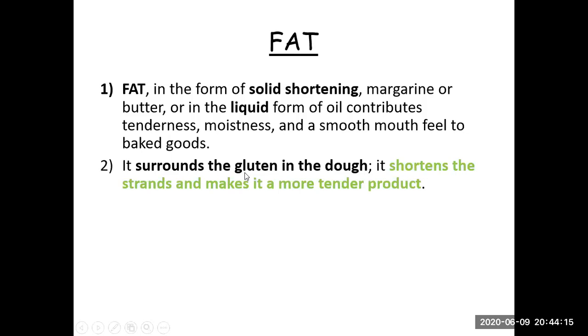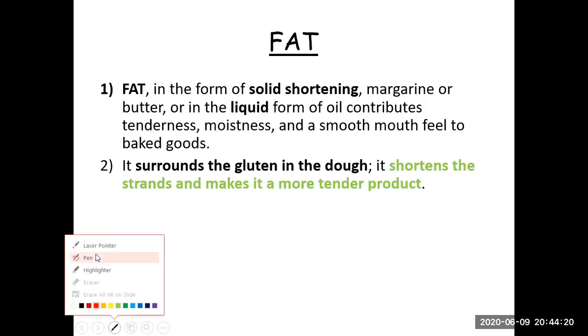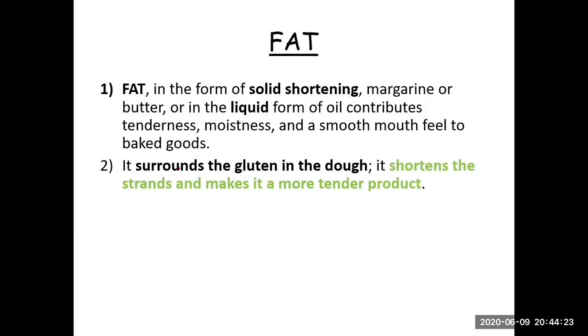And here a word, shortening, is a synonym of fat. You can ask why it is called shortening. Actually, there is a function behind it. It surrounds the gluten of the dough. Whenever we knead the dough with fat, fat surrounds the gluten, so the gluten network cannot form properly as it normally would. For example, if we make bread, we have to use less fat so the gluten network can form properly. As it shortens the gluten strands and makes a more tender product, we also call fat shortening.